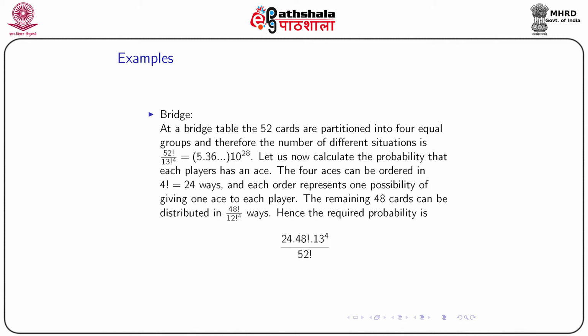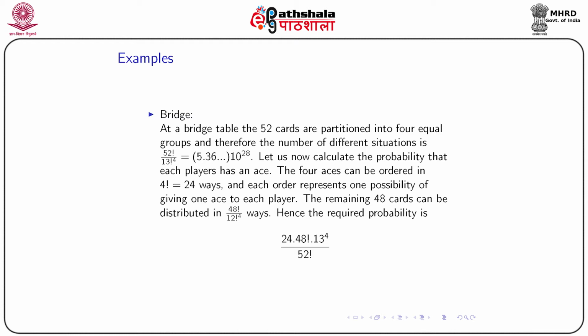There is another example I want to mention. There is a game of bridge. At a bridge table, the 52 cards are partitioned into 4 equal groups, and therefore the number of different situations is 52 factorial over 13 factorial to the power 4, because we have 4 different players and each contains 13 cards. This is a huge number. It's 5.36 and so on times 10 to the power 28.